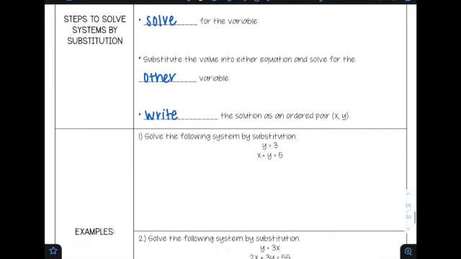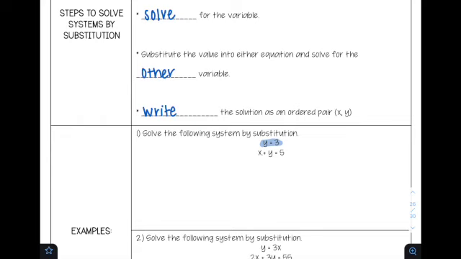So we want to make sure that we are solving for one variable. Here it makes it very easy for us. We already have a y equals. So we don't actually have to do much in this example. What we're going to do is take y and substitute that into my other equation where it has y. So it'd be just x plus 3 equals 5.